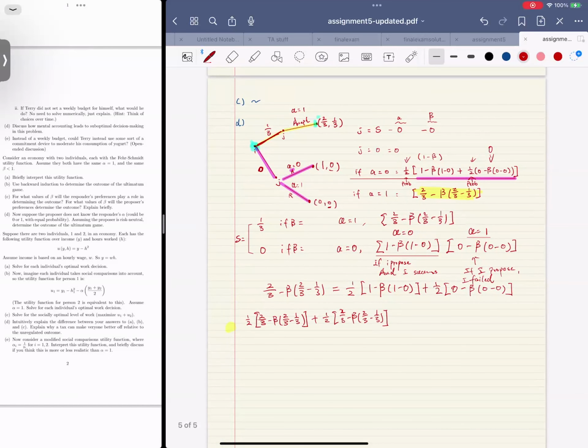Okay, question? Did I lose anyone? Sorry, I'm making a mistake. Sorry, what's the interpretation for the last thing that was written? The 1/2, 2/3 minus beta, 2/3 minus 1/3 plus 1/2, 2/3 minus beta, 2/3 minus 1/3.